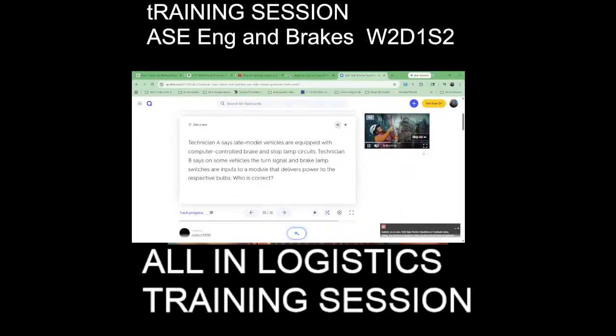Last one. Technician A says late model vehicles are equipped with computer-controlled brake and stop lamp circuits. Technician B says on some vehicles the turn signal and brake lamp switches are inputs to a module that delivers power to the respective bulbs. Who is correct? I'll say both.